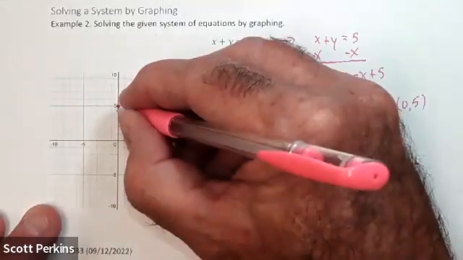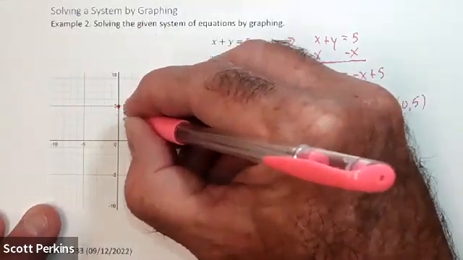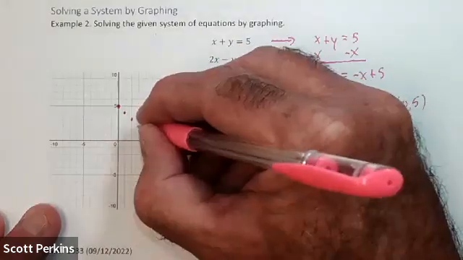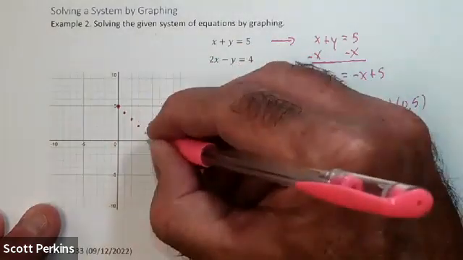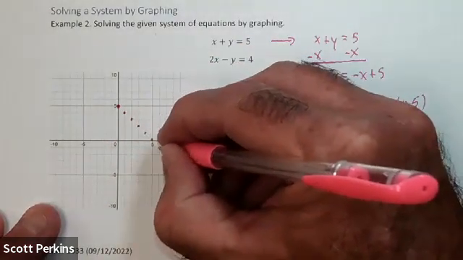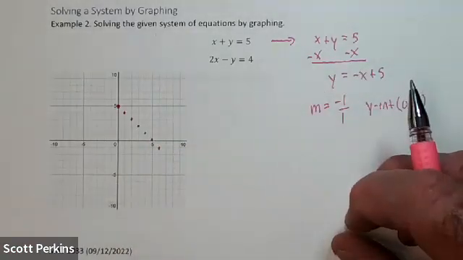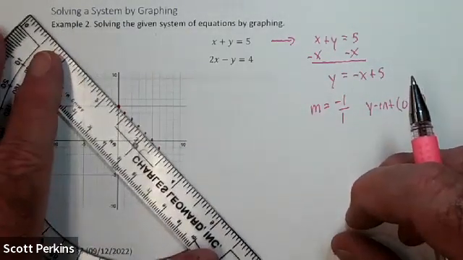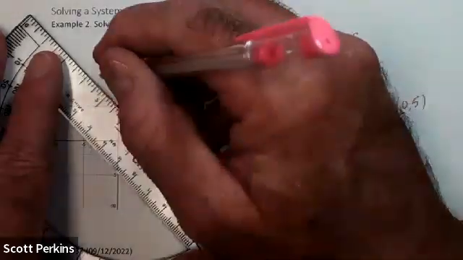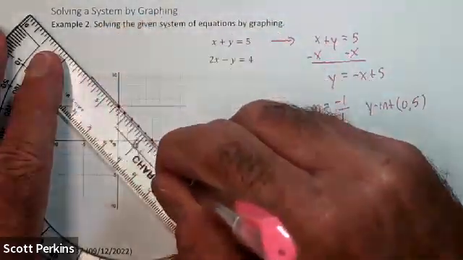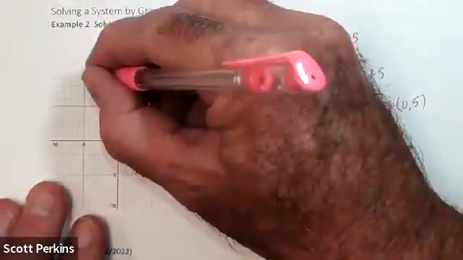So that's 1 down, 1 right. Make a dot. 1 down, 1 right, 1 down, 1 right, 1 down. Having a great time going down the steps. 1 down, 1 right. I'm going to stop there. Take my straight edge. I'm going to connect those dots. There's my first line.